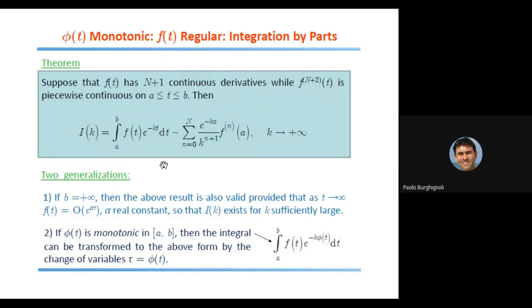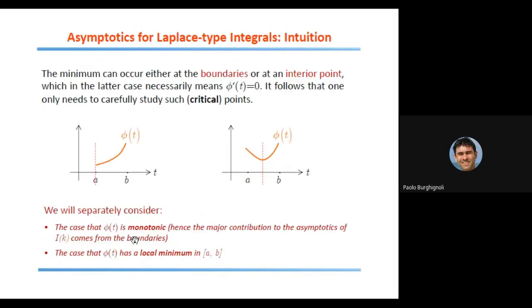The other important generalization is that you can have an exponential function which is more general, in the sense that instead of having the integration variable t in the exponent, you can have a function phi of t. However, this function must be monotonic, so that we are in the case we are discussing here on the left. For a monotonic function, again, everything is concentrated on the boundary where the function has its minimum.